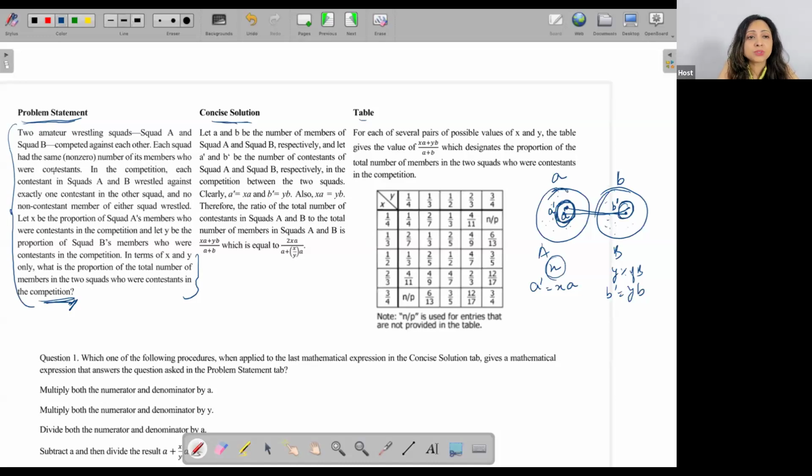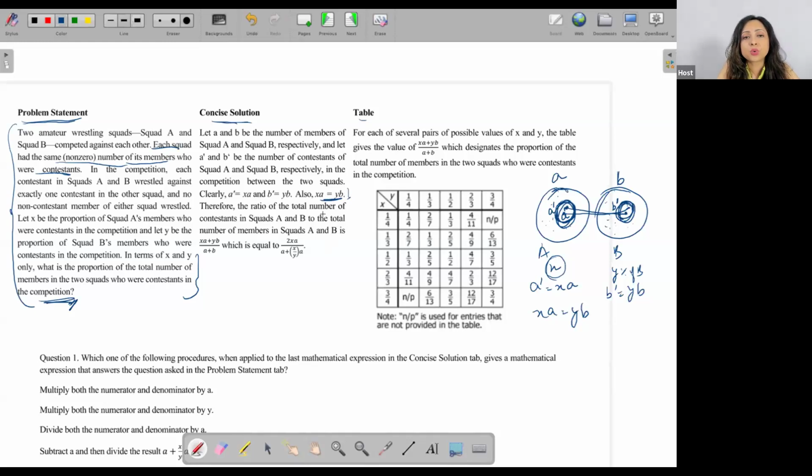Because we have been given over here that, X we don't know, so each squad had the same number of its members who were contestants, right? So this circle is equal to this circle, they have given us. And since this circle is A dash and this circle is B dash, we can say that XA is equal to YB. Makes sense what they have done right here. So also XA equal to YB. Now, in case you have doubt, you should go back and check why XA equal to YB came over here. Ensure that you understand the solution that they have given, right?